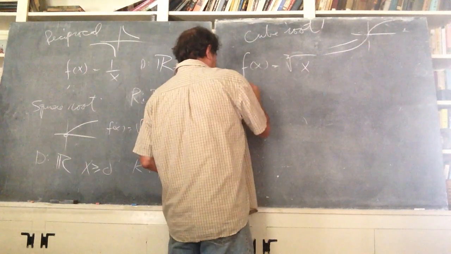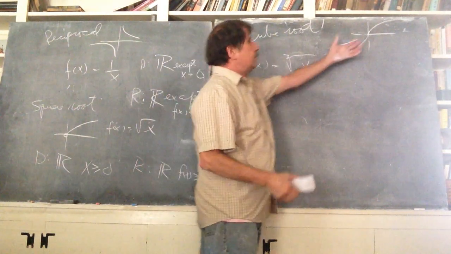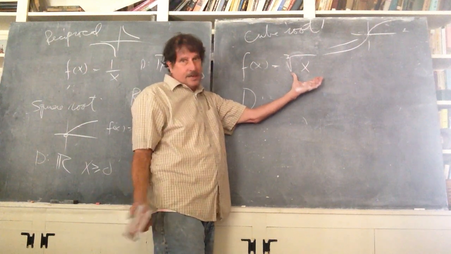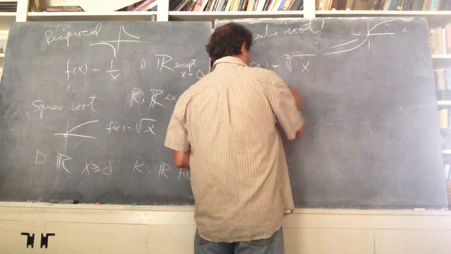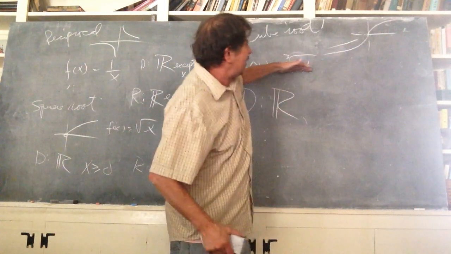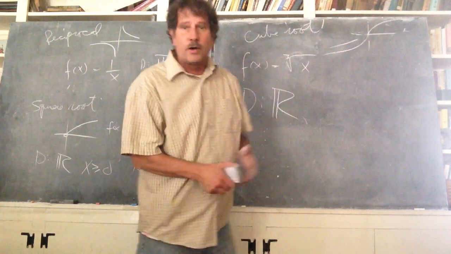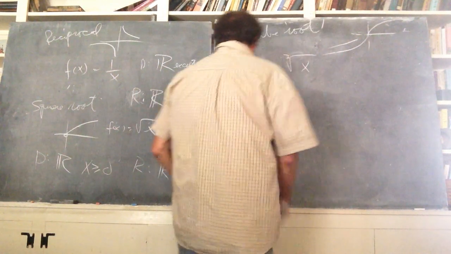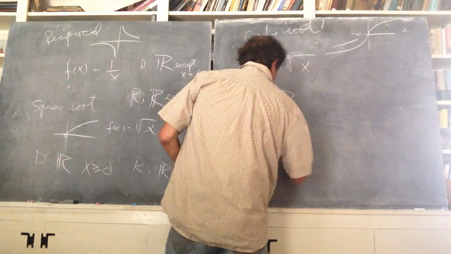And then the domain would be, well, you can put anything in there. You can take the cube root of a negative number. The cube root of negative 8 is negative 2. So the domain is all the reals. And the range, even though this flattens out, it doesn't necessarily look like it, will take on all the reals. It'll take on every value up and down. So the range is also all the reals.